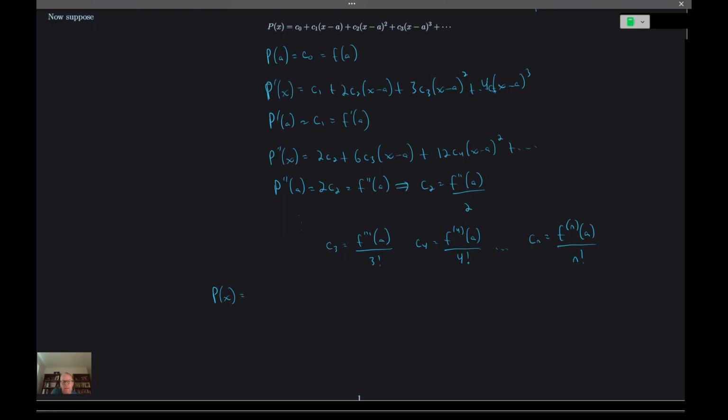p of x equals f of a plus f prime of a times (x minus a), plus f double prime of a over 2 factorial times (x minus a) squared, plus f triple prime of a over 3 factorial times (x minus a) cubed, and on and on. And 2 factorial is just 2.